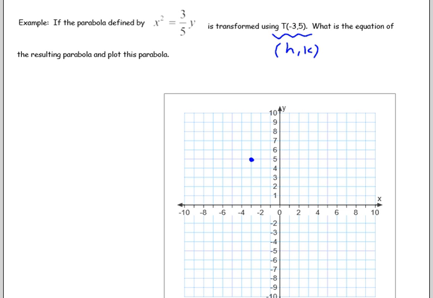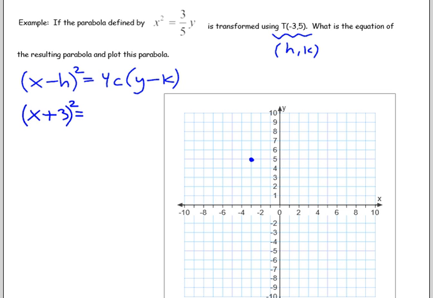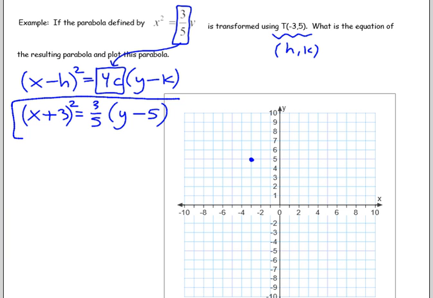So you know that usually your equation is like this: (x minus h) squared equals 4c (y minus k). Now you plug in what you know. So minus 3 is going to give you plus 3. 4c, you know it's going to be the same as here, okay? So that's 3 over 5, and y minus 5. So that would be the equation of your parabola.